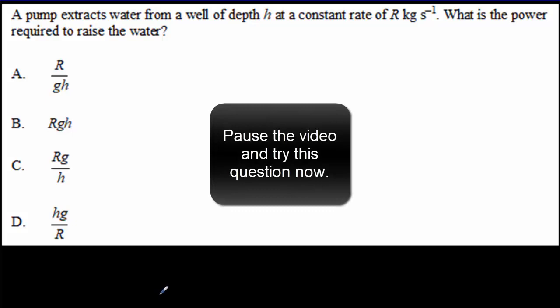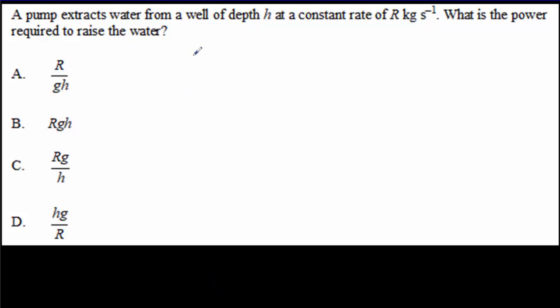Here's an IB multiple choice question. Pause the video, try the question, come back for the answer. So the power should be equal to the rate of change of energy per unit time. I'll write that as a delta T instead of just a T this time. And the type of energy that we're changing is, of course, gravitational potential energy. We're not speeding up the water, we're just lifting it up with a constant force equal to the weight.